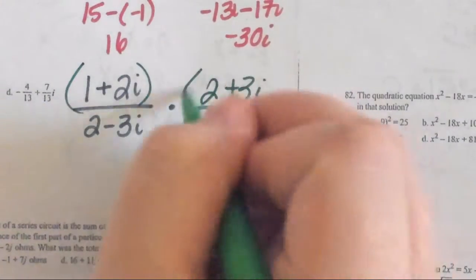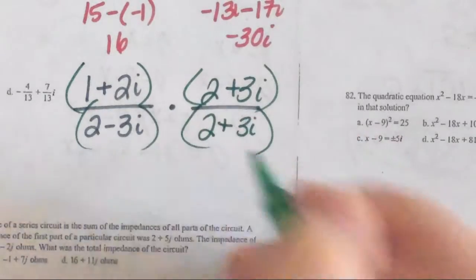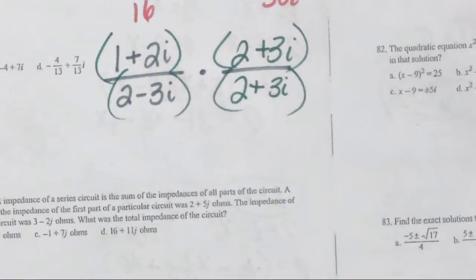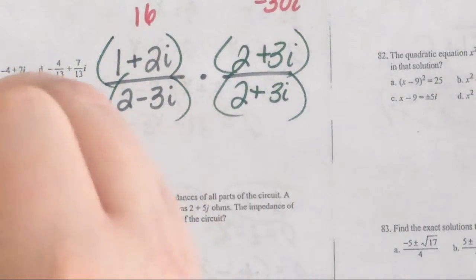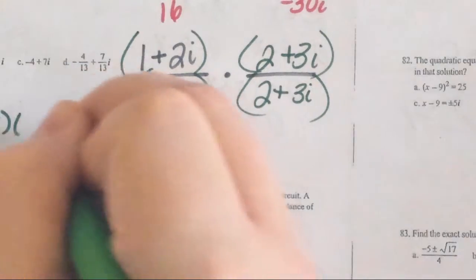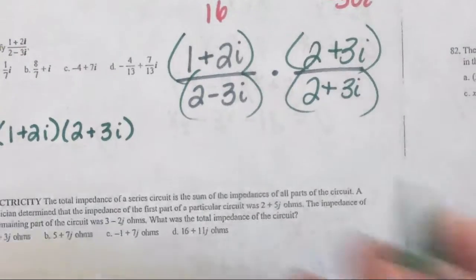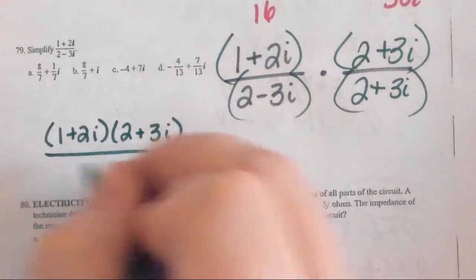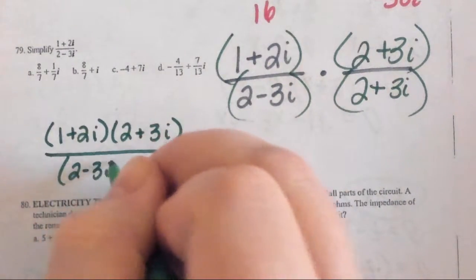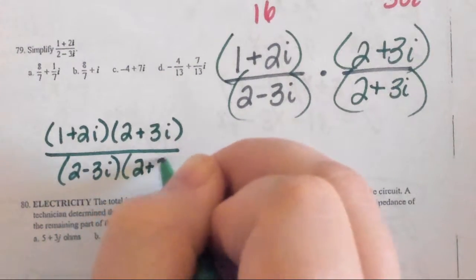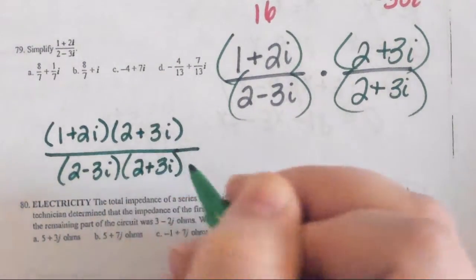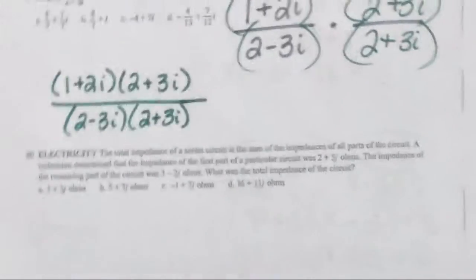We're supposed to actually FOIL the top and the bottom. So I've got to do 1 plus 2i times 2 plus 3i. I've got to FOIL that out. And I've got to FOIL out 2 minus 3i and 2 plus 3i. But that one's going to end up being beautiful. It's beautiful on purpose. That's why we multiplied by the conjugate.